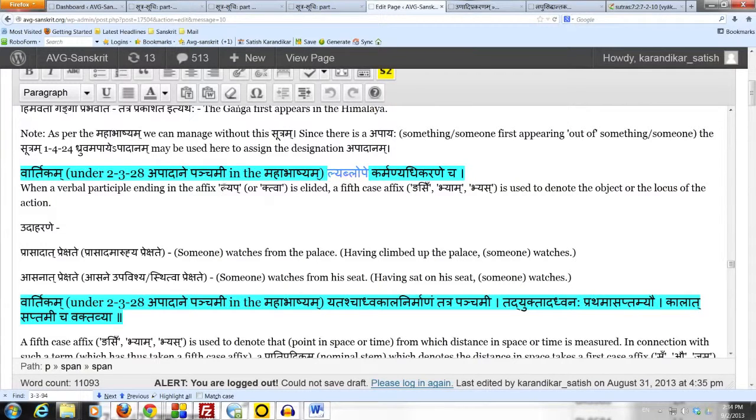This is a quite important Vartikam, because when we see a Panchamyantam Padam like Prasadat or Asanat and we want to justify it, then if we can introduce a Lyabantam Padam or a Ktvantam Padam and then suppress it, then either the object or the locus, the Adhikaranam of that suppressed Lyabantam Padam or Ktvantam Padam, is now expressed by the fifth case affix. So please keep this technique in mind when we are searching for a proper rule to justify a fifth case affix.